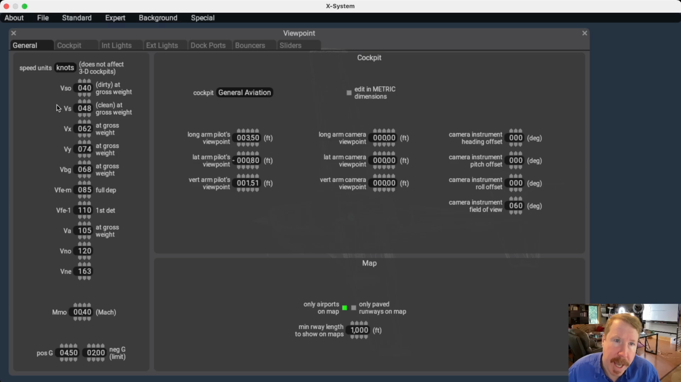The next number to look at is VS. This is the stall speed with the flaps up. We call this the clean stall speed. Of course, it happens at a little higher speed because we don't have those flaps adding lift for us.